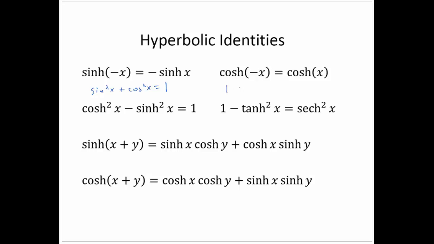Also, we learned that 1 plus tangent squared x was equal to secant squared x. Now, in hyperbolics, 1 minus hyperbolic tangent squared x is equal to hyperbolic secant squared x. So they're similar, but not exactly the same. Mostly the signs are different. The sum identity for the hyperbolic sine is similar to the sum identity for the traditional trigonometric sine. And the sum identity for the hyperbolic cosine is again similar, but note the sign difference as compared to the trigonometric identity.